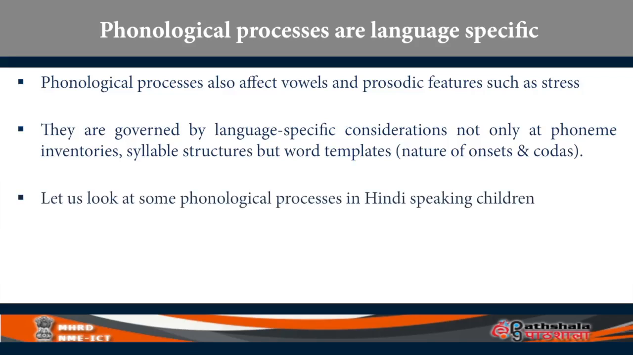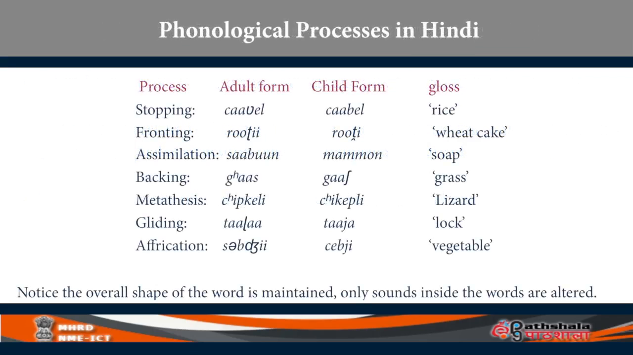Let us look at some phonological processes in Hindi speaking children. Chawal, which you all know is rice, the child says chabal, alright. From roti, the child is saying toti. So, fronting. Ta is at the back, ta is in front, so it's fronting. In chabal, basically stopping. Assimilation, saboon, the child is saying mamoon. So, the nasal sound na is influencing the non-nasal sa, and the whole thing is becoming nasal, mamoon.